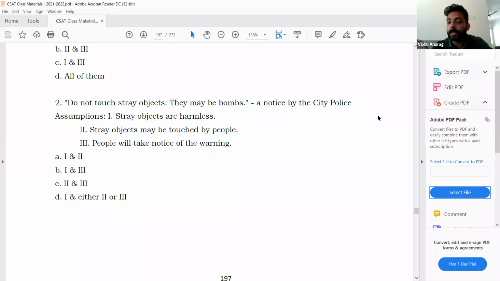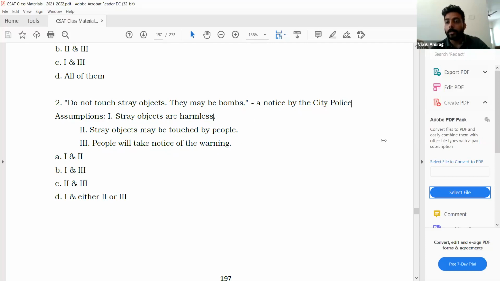See, if people believe like that, no, we can't think like that, because we are not trying to identify the people's assumptions. We are trying to identify the police's assumptions. Getting it? It's a good point you brought up. People may think stray objects are harmless, so notice is sent out. So we are not trying to identify the people's assumption. We are trying to identify police's assumption. A valid assumption would have been, if I had written people may think stray objects are harmless, then it is a valid assumption.